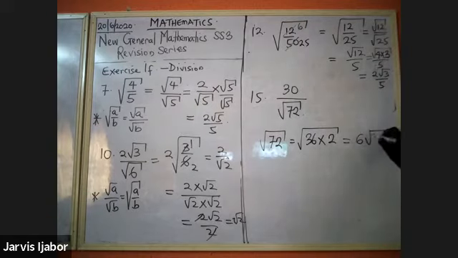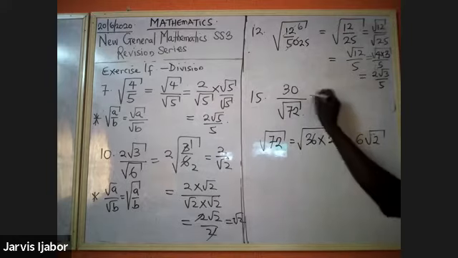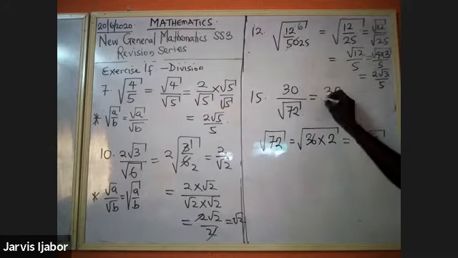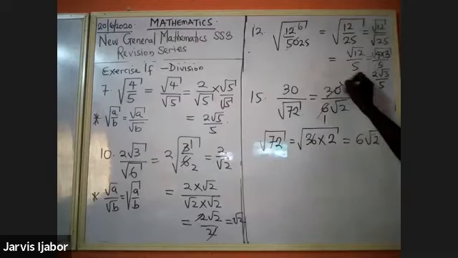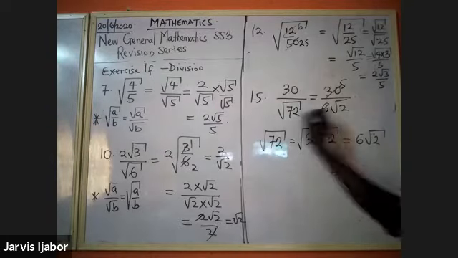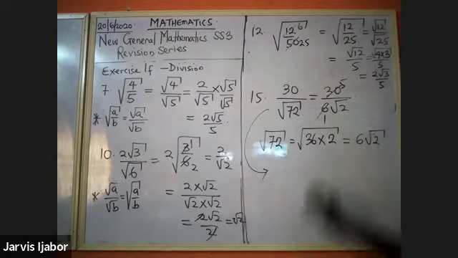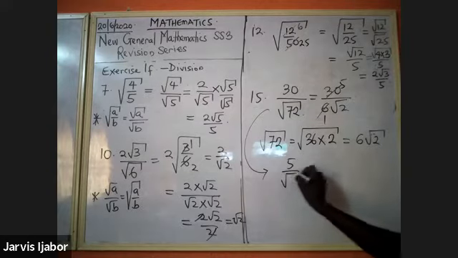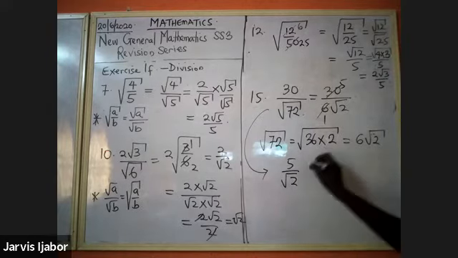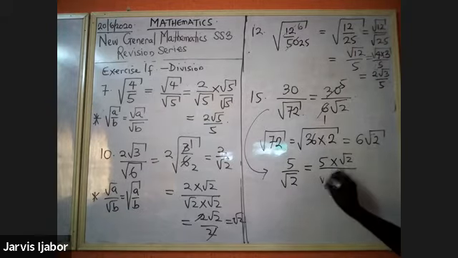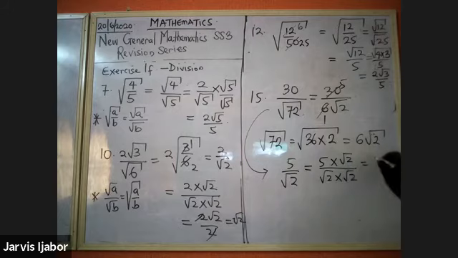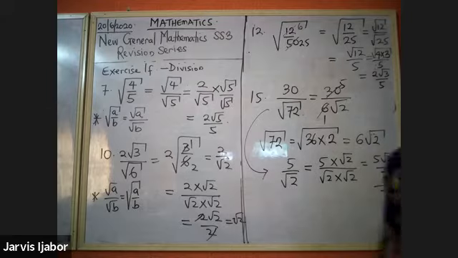6 root 2. I will mirror this one here. So this becomes 30 over 6 root 2. What does this give you? 1, 5. So I'll come here. Let me bring the problem here now. 5 over root 2 will now be equal to 5 times root 2 over root 2 times root 2. And that will give me 5 root 2 over 2. So that's it. It's as easy as that.